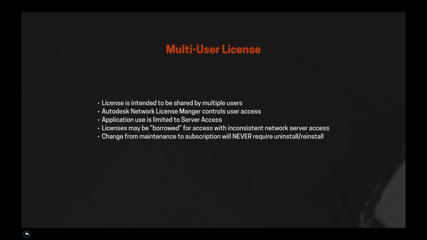Now, there is the option to borrow a license, which is different than checking out. You can borrow a license. You would want to do that if you have inconsistent network server access. So if you're out on site somewhere, you borrow the license, and what it does is it removes one license out of the network pool and makes it a temporary standalone on the workstation.